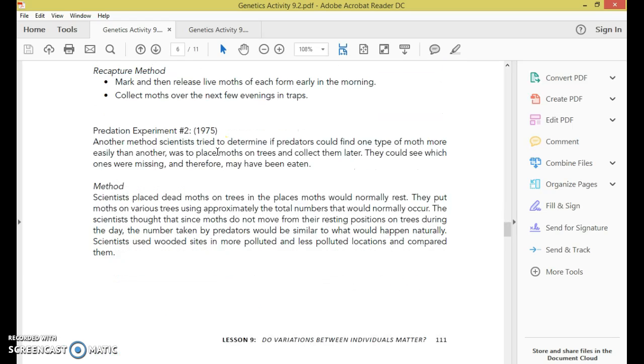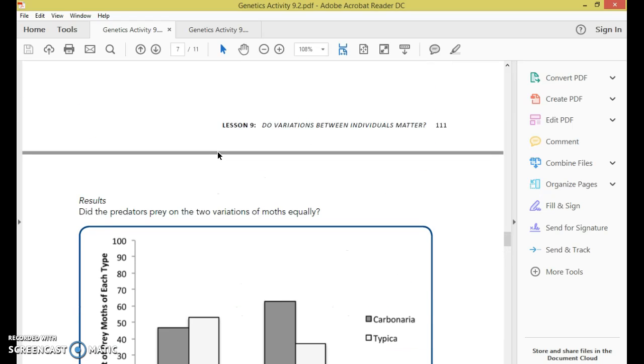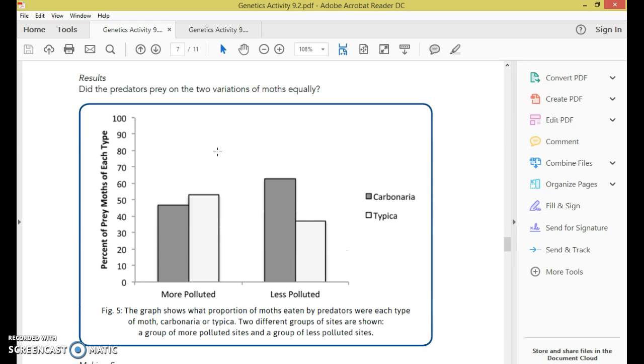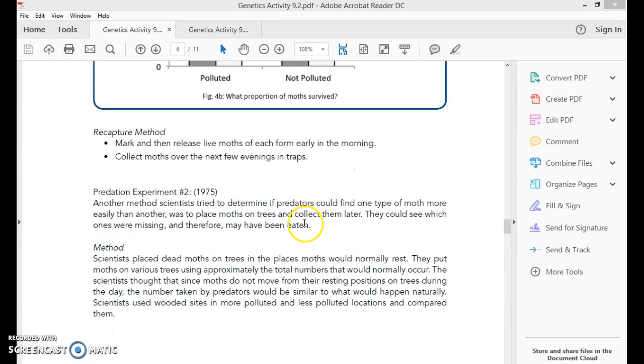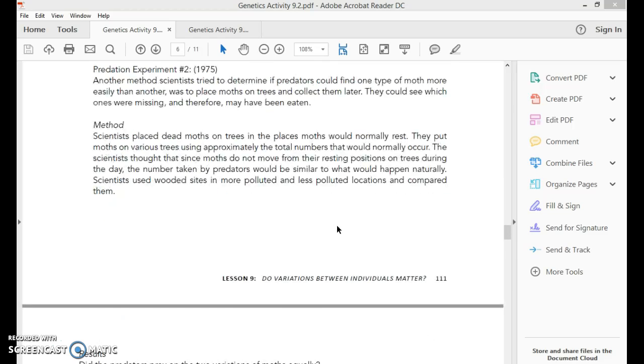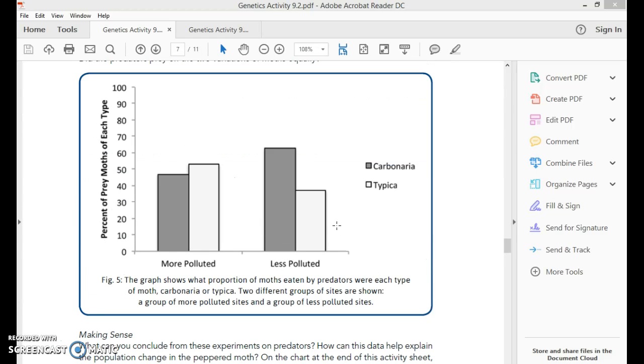For predation experiment number 2, this is group D. You are hopefully noticing that the data show that more typica moths were preyed on in the more polluted areas. This is the study where they put the dead moths on each of the trees. And so you should have something like, the data show that more typica moths were preyed on in more polluted areas, and more carbonaria were preyed on in the less polluted areas.